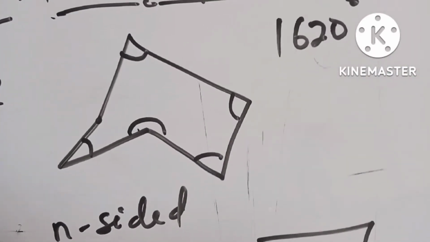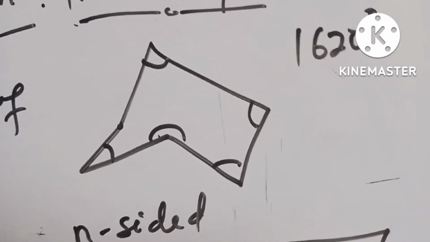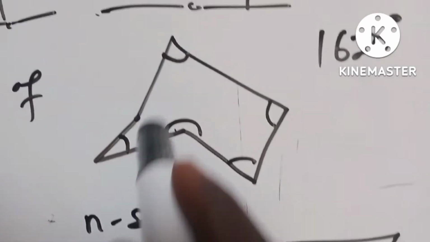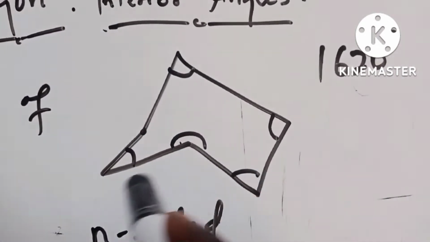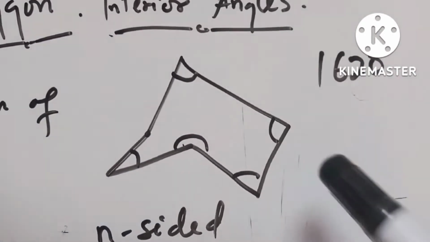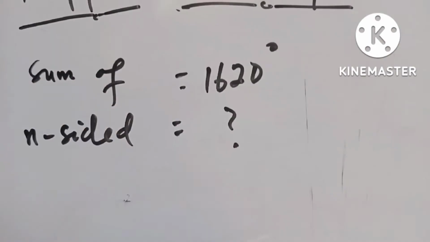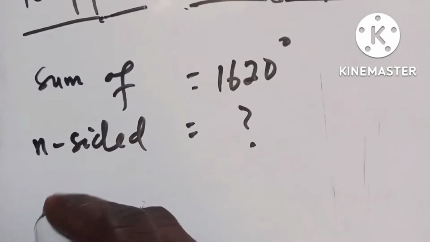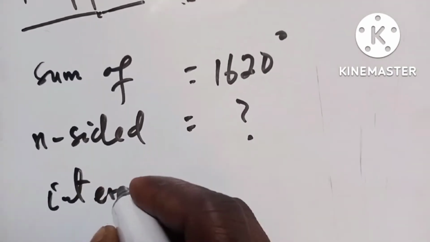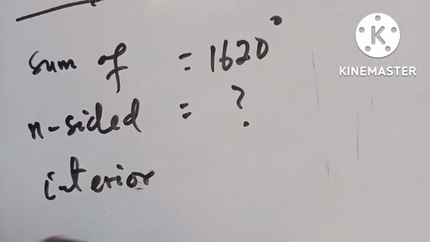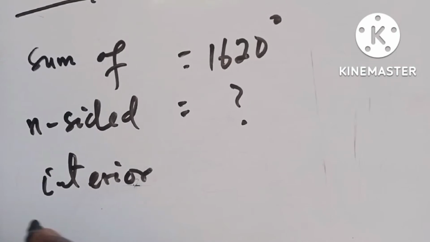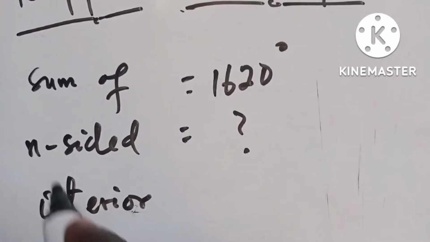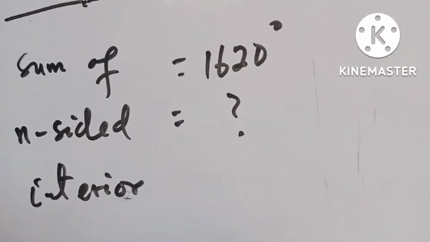So what is the question asking? It says to determine the value of n. That's what the question is asking. We know that n here is the number of sides, so we want to determine the number of sides. So what do you have to know in order to solve this problem? These are the two things that we can gather from the question. We also have the hint on the interior. Of course, the opposite of this one is the exterior. So you have the interior, you have the sum of all the interior angles, and then we want to determine the value of n for the shape.